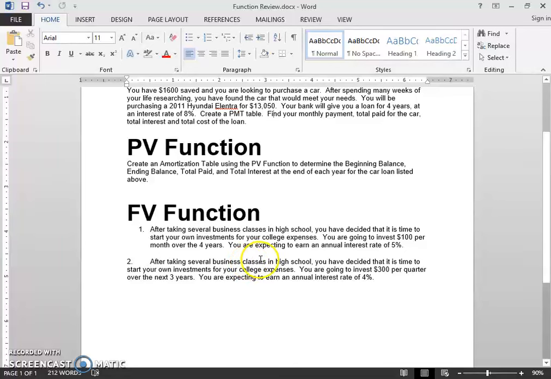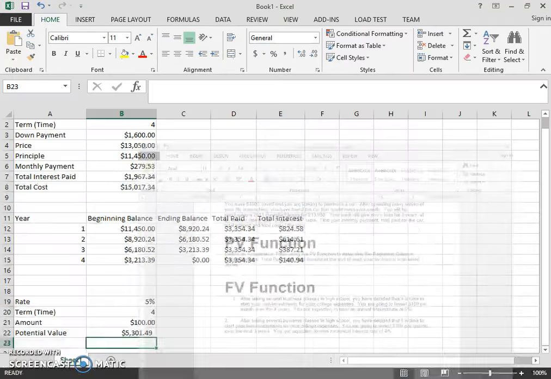After taking several business classes in high school, you have decided that it's time to start your own investment for your college expenses, similar to the previous. Now is where it becomes different. You are going to invest $300 per quarter. So now, just like with quarters of a dollar, 4 quarters to a dollar, there are 4 quarters to a year. That is very key. We're looking to invest for the next 3 years. You are expecting to have an annual interest return of 4%. Like I said, this one's going to be a little bit different.